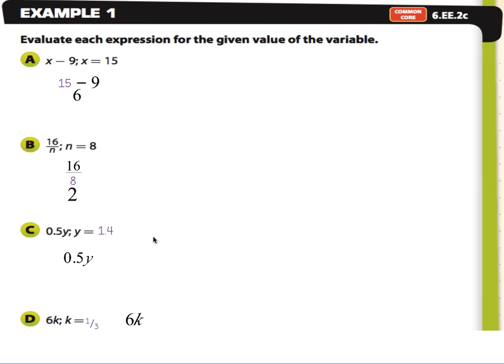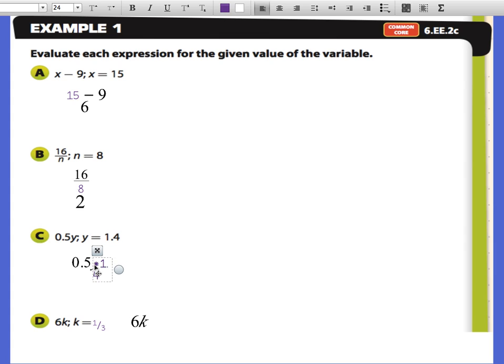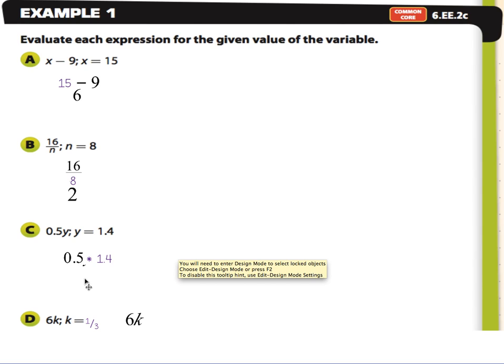So all we're doing here is we're saying, okay, well, our expression is 5/10 times y. We know that y is equal to 1 4/10. So we're replacing the variable with that new number. Now remember, this doesn't become 0 and 514 thousandths. This becomes a multiplication problem. So a multiplication sign goes in between our two numbers. So this becomes 0 and 5/10 times 1 and 4/10, and we get 0 and 7/10.